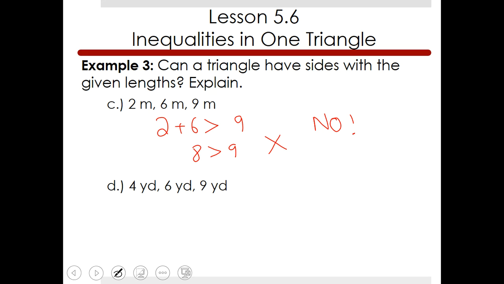It's just not possible. And then 4 plus 6 has to be more than 9. 10 is more than 9, so that works. So yes, you can make a triangle with these three sides. All right, so that is it for when I give you three sides and you need to check whether it makes a triangle or not. This is simply what you're going to do.